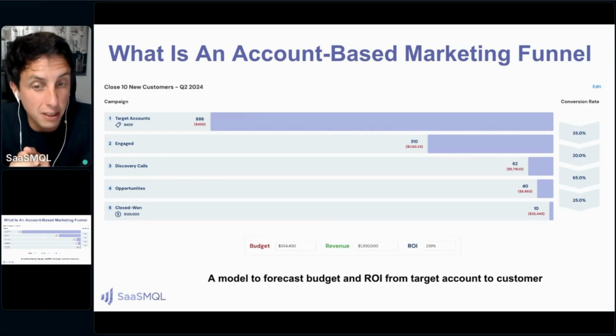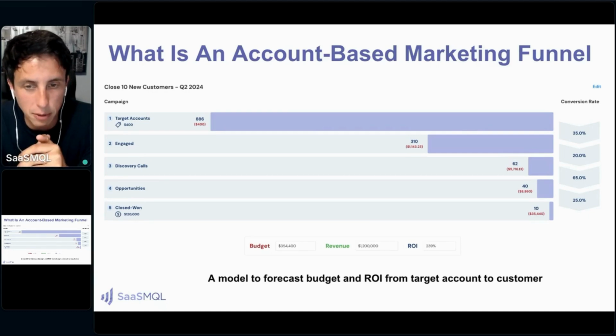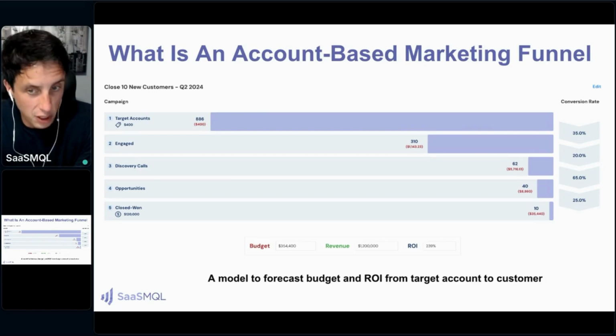And so is $400 per target account enough? I don't know. There's a whole assumption, especially if we don't have data. If we have data from the previous year, I can tell you how much money we spent on average across all the accounts, and so how much money we need to allocate.